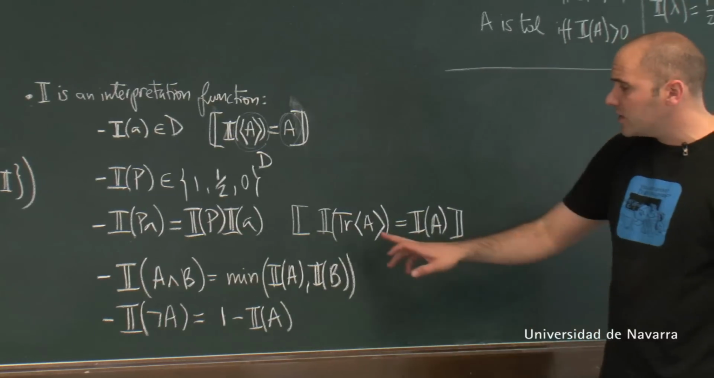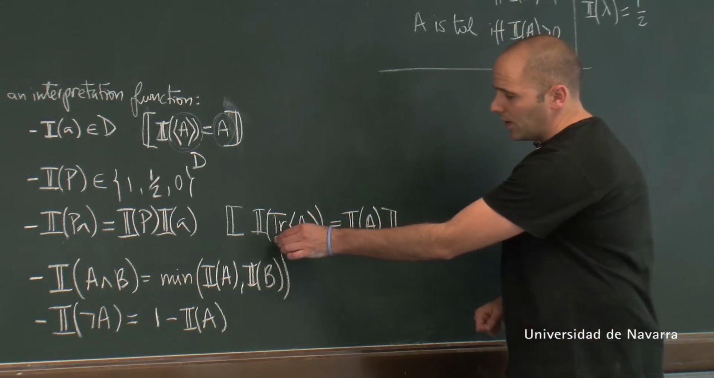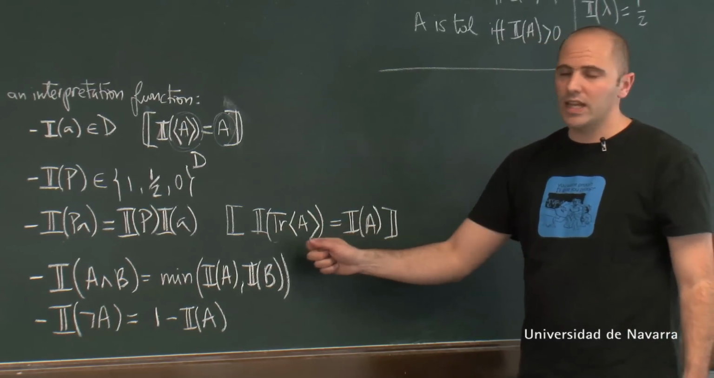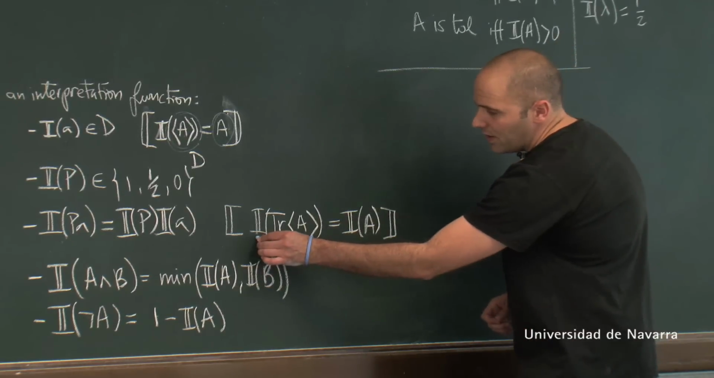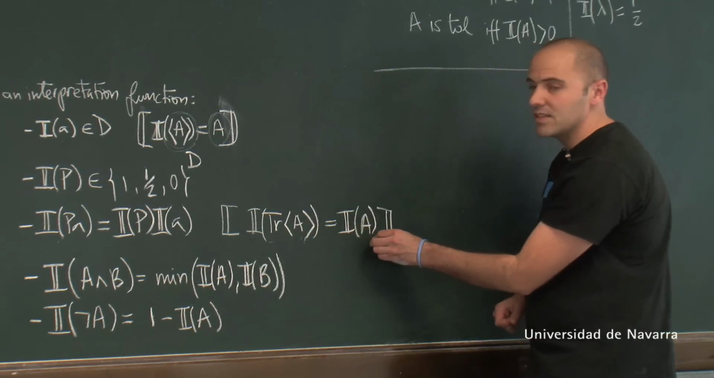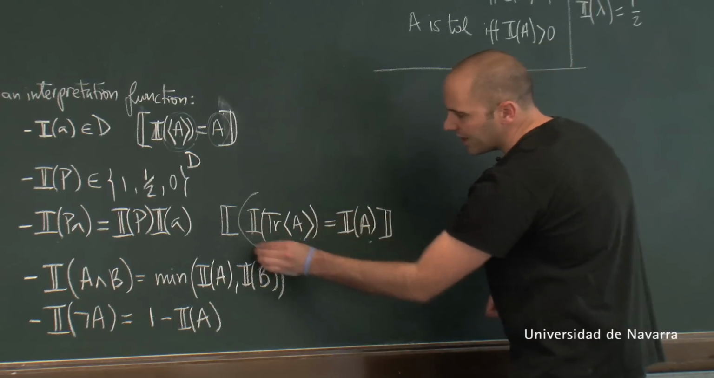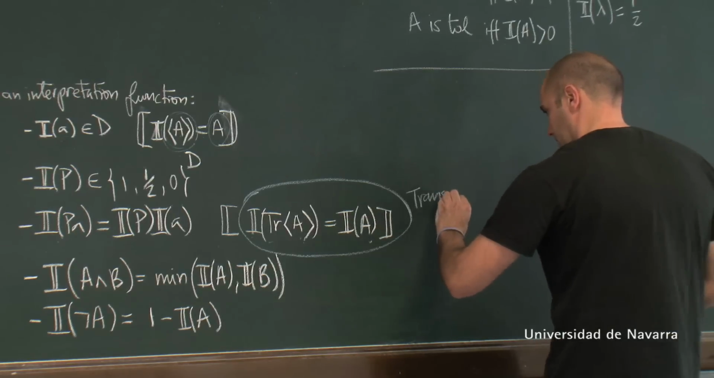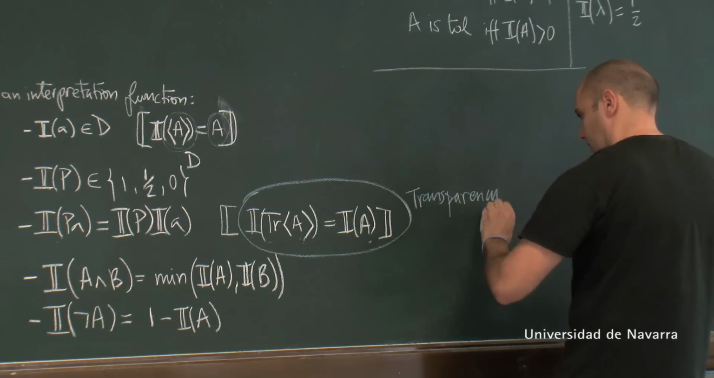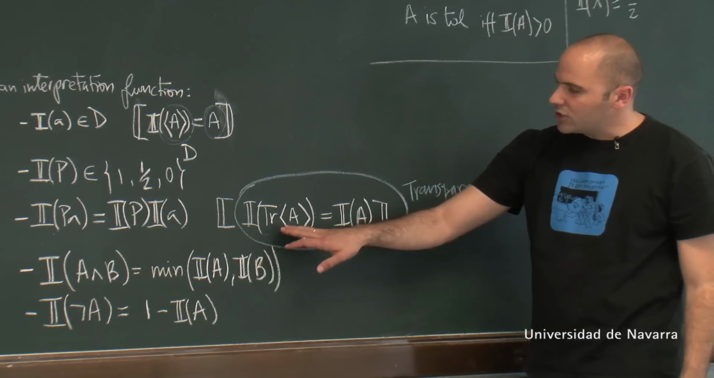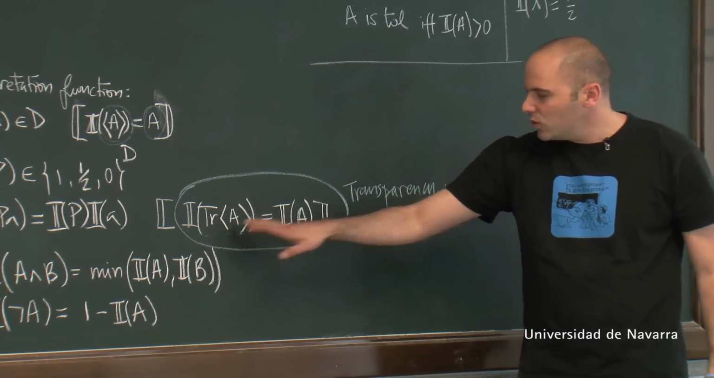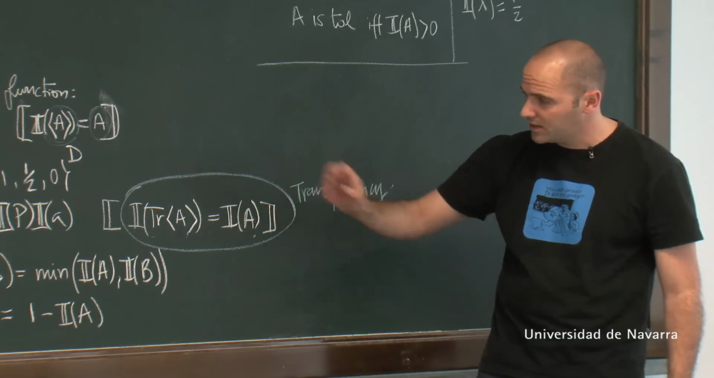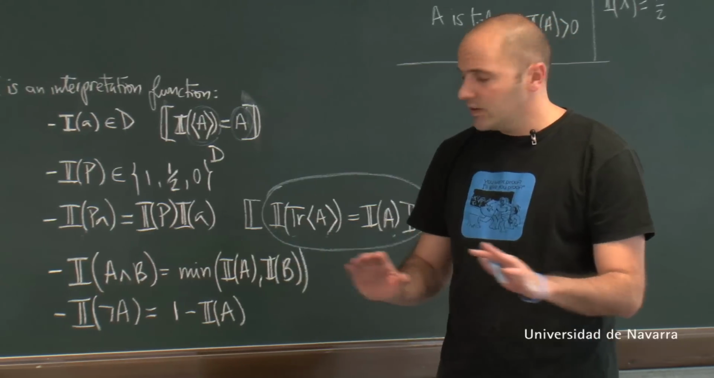Now, in the particular case where we've got sentences of this form, it is true that, and we've got the name of a sentence, the value of this sentence should be the same as the value of this sentence, right? This will guarantee transparency. The idea is that it is true that A in any model has always the same truth value as the sentence A in that model. And all the rest is completely standard.